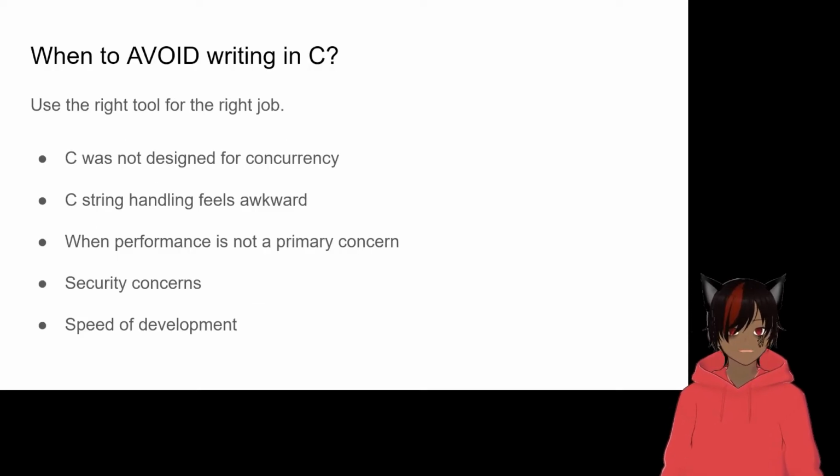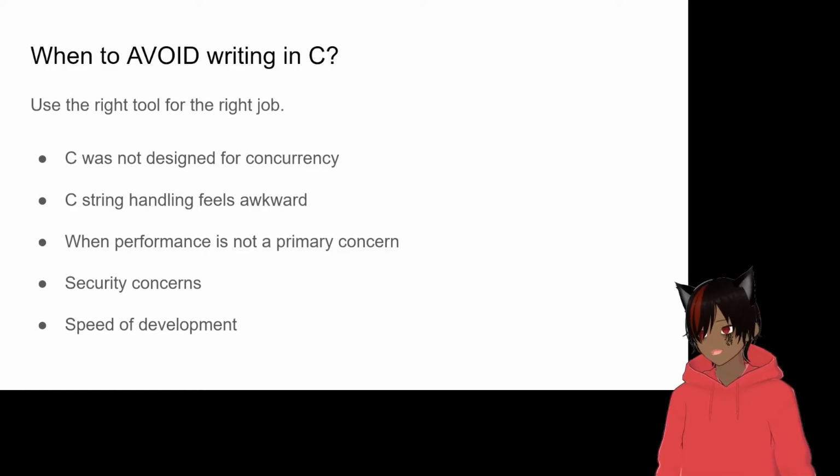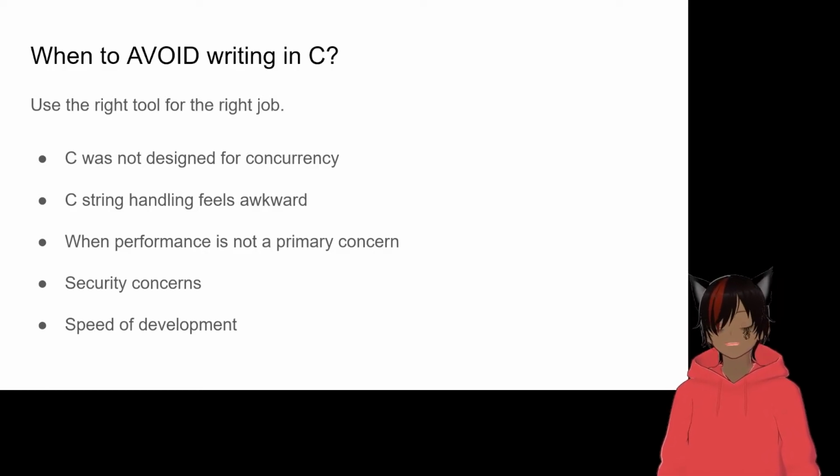So when do you want to avoid writing C? Well, I do want to instill this idea of using the right tool for the right job. C wasn't designed for concurrency, and now we've added some concurrency stuff, but maybe if you're writing a web app that really has to be highly scalable, maybe using Go is better, or maybe using Rust is better. C string handling is weird. If you're writing something with a lot of strings, maybe that's not the best thing. And also when performance isn't a primary concern.